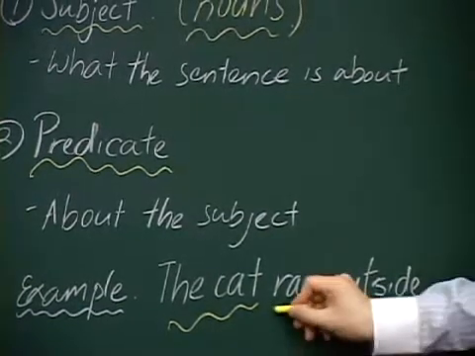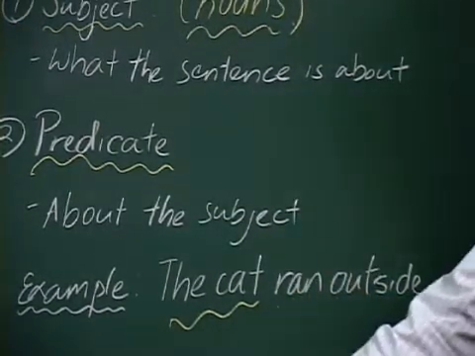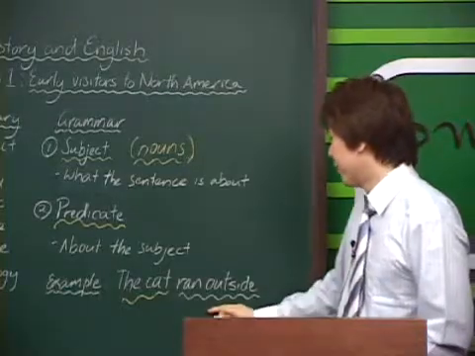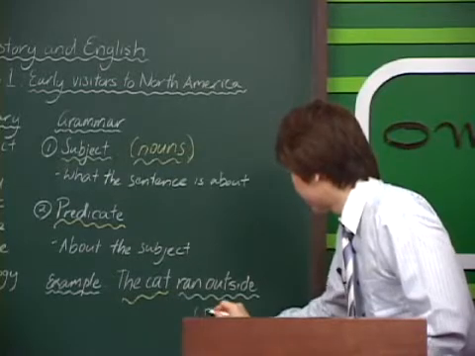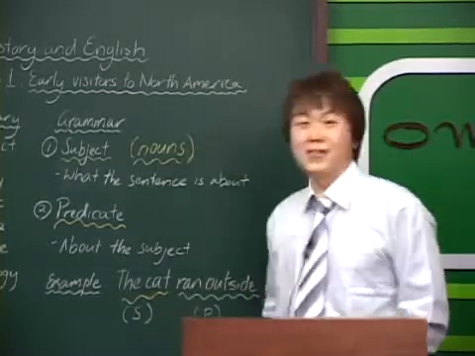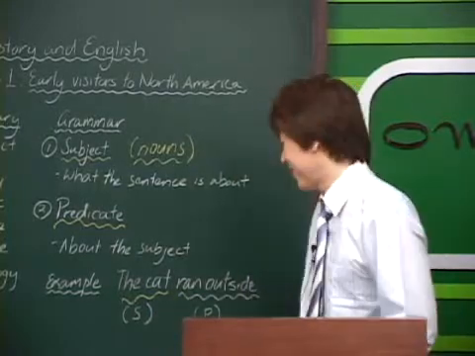Well, the cat, I'll use a different color. The cat ran outside. So "ran outside" is our predicate, and "the cat" is our subject. Very simple, right? I think you might know this already.